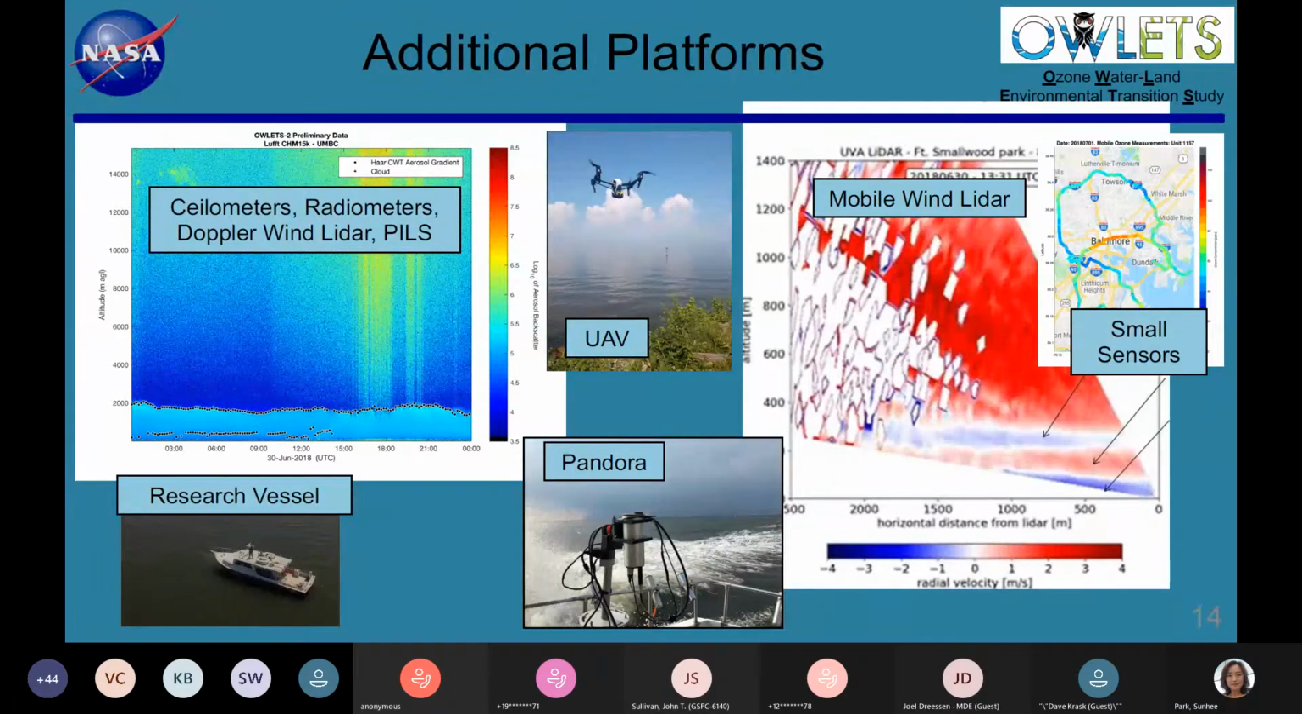So there's a lot of measurements I don't have time to talk about today, but you know, measurements on research vessels, Pandora, UAV measurements throughout the bay, which are really exceptional, mobile wind lidars, and some small sensors as well. Next slide, please.